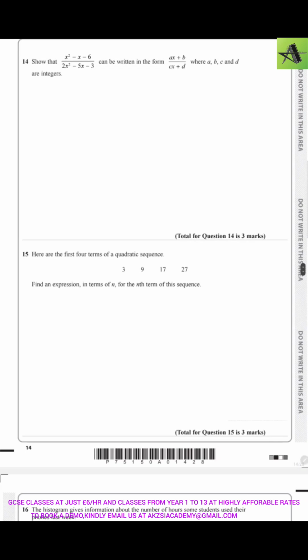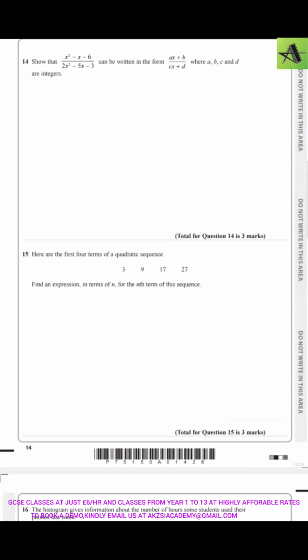Moving on to the next one. Show that (x squared minus x minus 6) over (2x squared minus 5x minus 3) can be written in the form (ax plus b) over (cx plus d), where a, b, c, d are integers. It means they have simplified it. That's it.